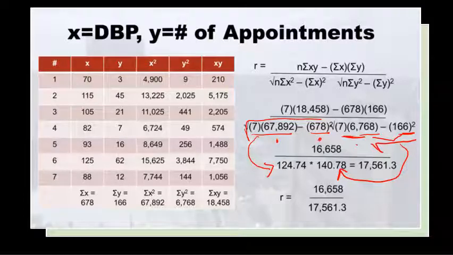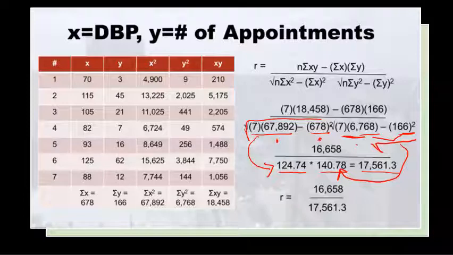So then you have these two numbers. You multiply these two together. That's it. You're going to multiply both sides, and that is going to give you 17,561.3. So then you're at the very end. Yes, finally.